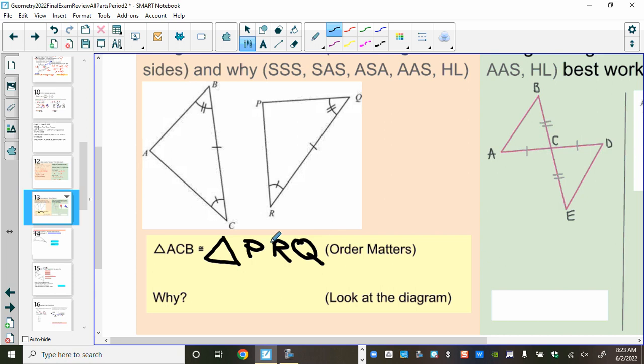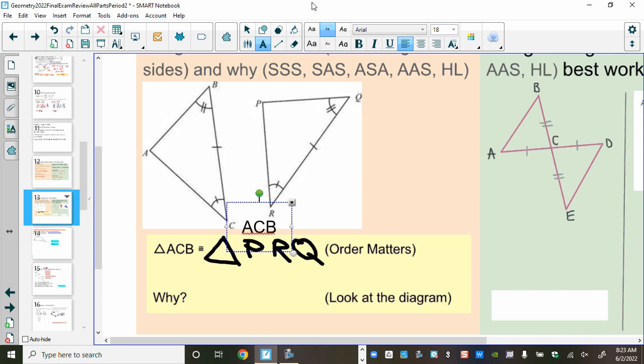Because in the end you want it to be such that when you write your ABC or ACB in this case, you want to make sure that the angles on the top or the sides and the angles on the top match with the angles or the sides on the bottom. That's how you can tell.